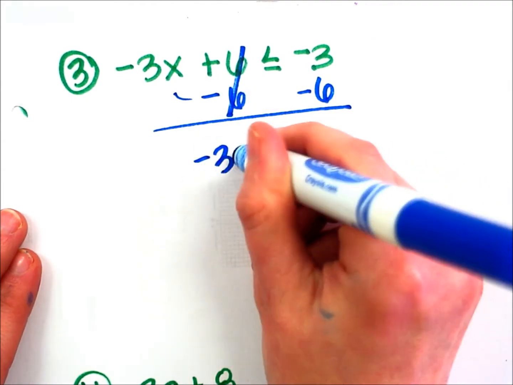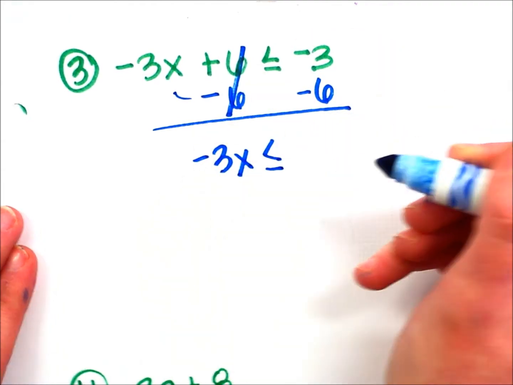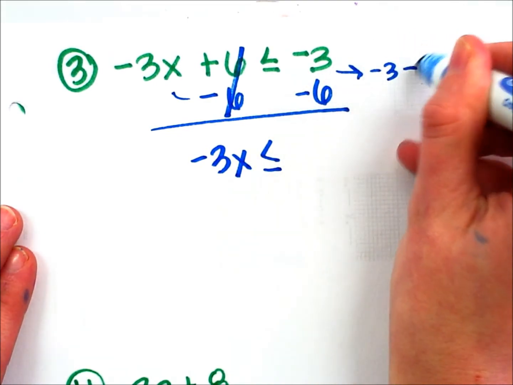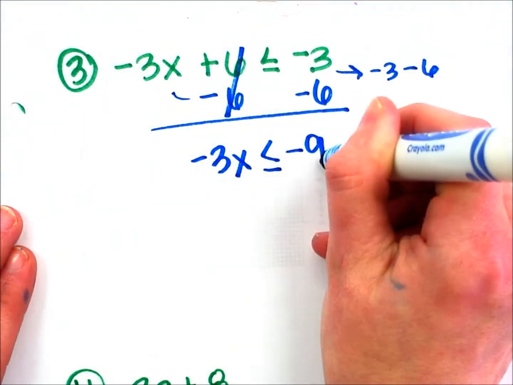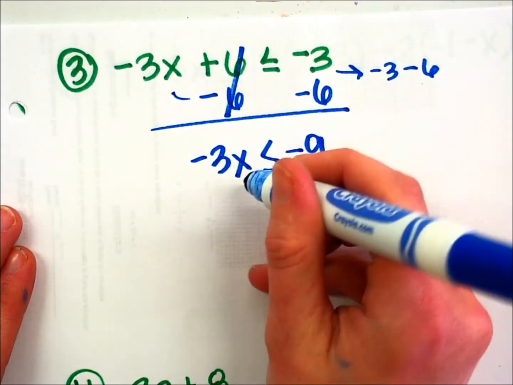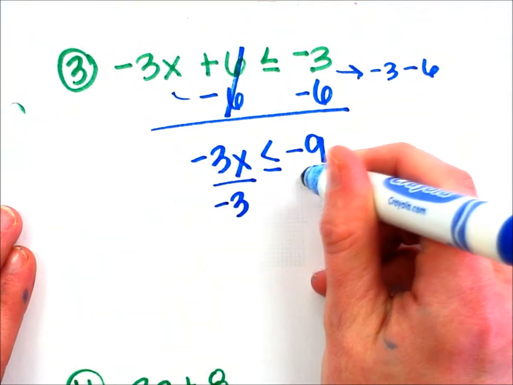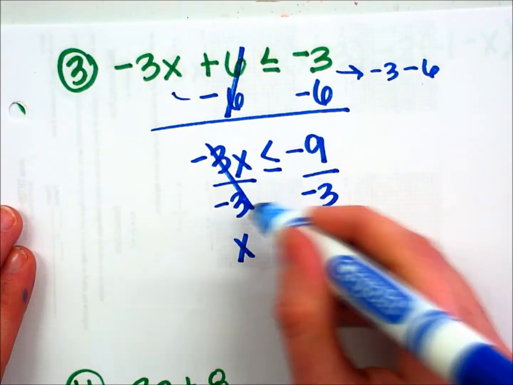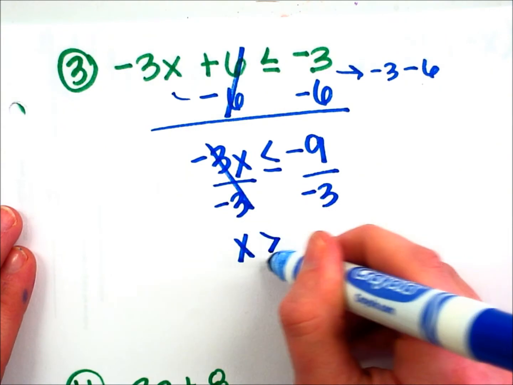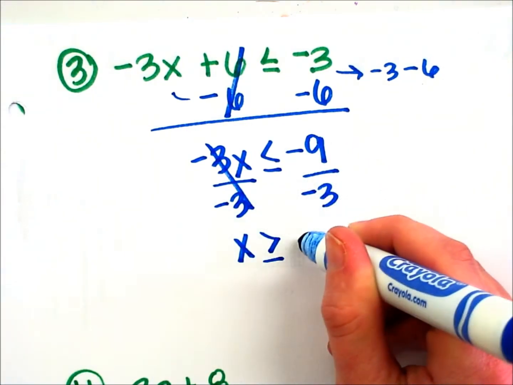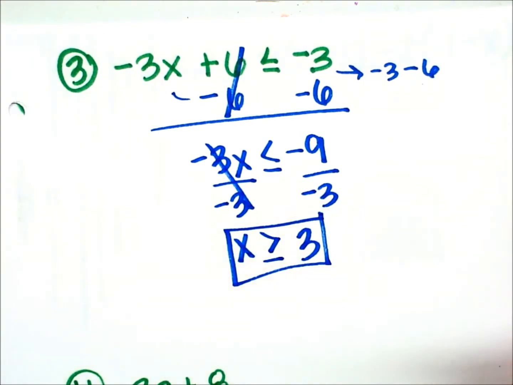This leaves me with negative 3x. Bring down the inequality symbol. And negative 3 minus 6, which is negative 9. So negative 3x is less than or equal to negative 9. From here, I can solve for x by dividing both sides by negative 3. So this leaves me with an x, and because I'm dividing both sides by a negative number, it becomes the greater than or equal to symbol. It flips. Negative 9 divided by negative 3 is positive 3. So x is greater than or equal to 3.